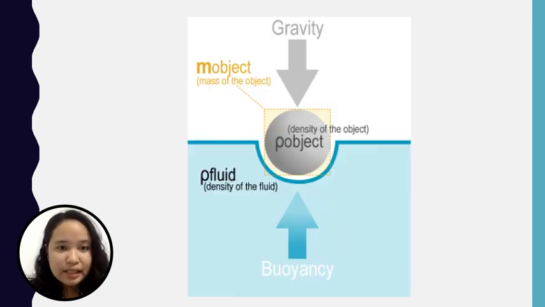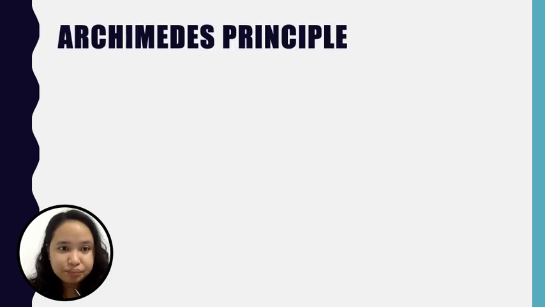Okay, so this is a diagram of how buoyancy works. You have there an object. The upward force is the buoyant force, while there is a downward force due to gravity. This force was discovered by Archimedes, and it gave birth to the Archimedes principle.